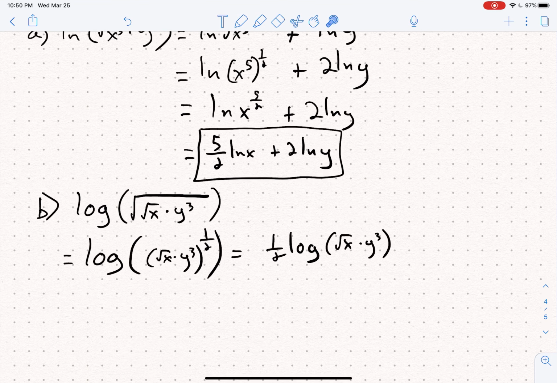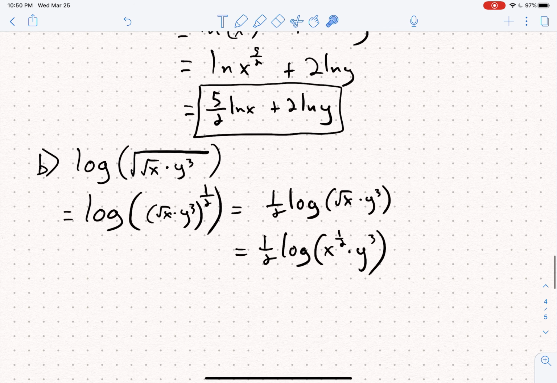Looking at what we have left, the radical x we can convert into a power of 1/2 on that x. Let's go ahead and do that. We still have this 1/2 in the front, and then we have a log with x to the 1/2 and y to the 3.